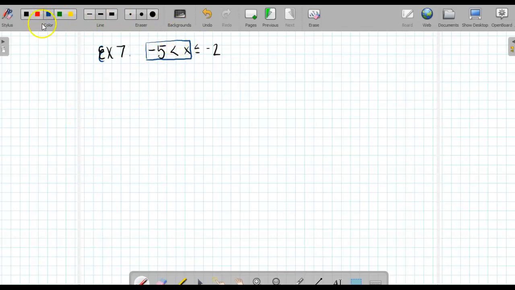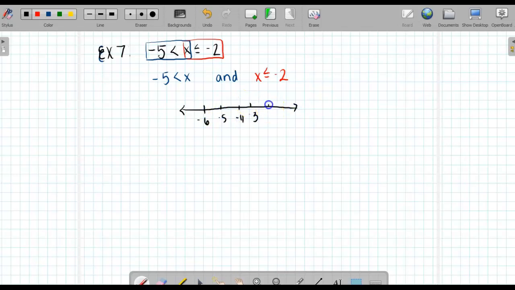What it means is negative 5 is less than x, and x is less than or equal to negative 2. So it's all of the x's that satisfy both of those situations. So if I graph this, negative 6, negative 5, negative 4, negative 3, negative 2, negative 1.